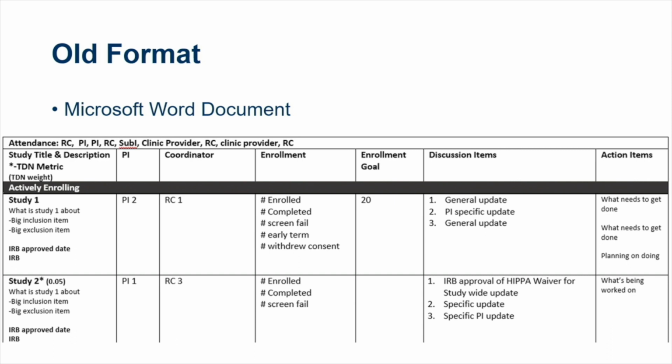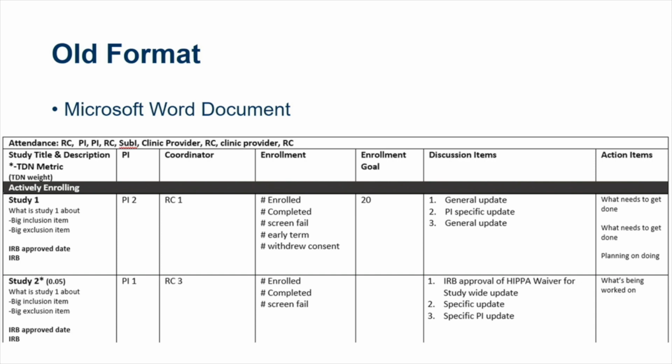As you can see, the study is that one little section. It has the big inclusion, exclusion. It lists the PI, the RC, all the enrollment, and then some of the discussion items and action items. A lot of the time was spent during the meeting in those 2 columns, the discussion items and action items. It was from this point that we wanted to change, and we were hearing that people weren't really engaged in the meeting. We weren't having a lot of conversations. It was hard to follow.